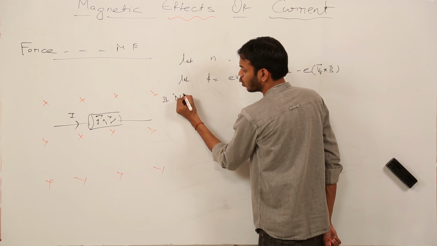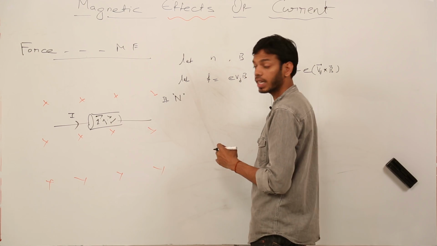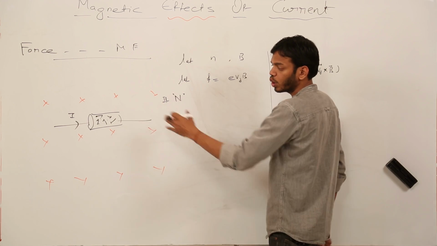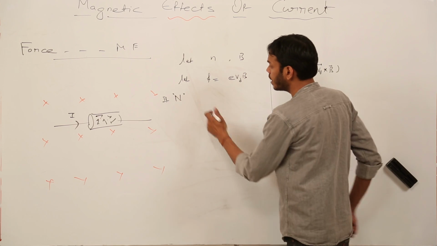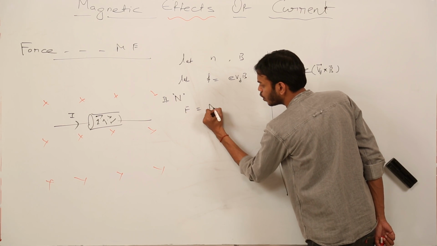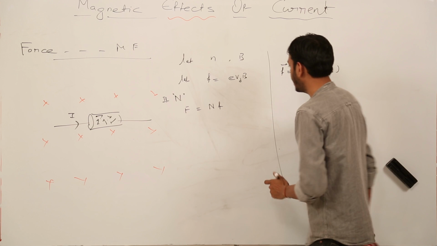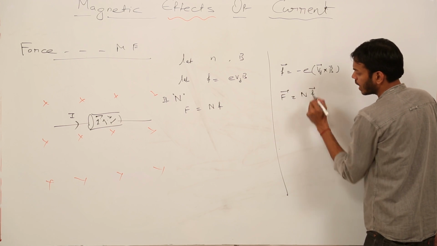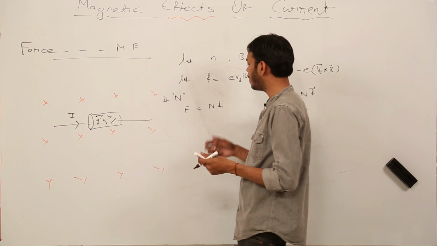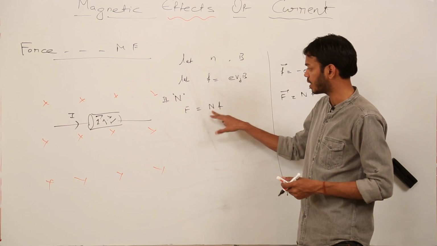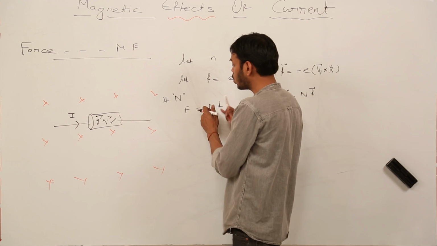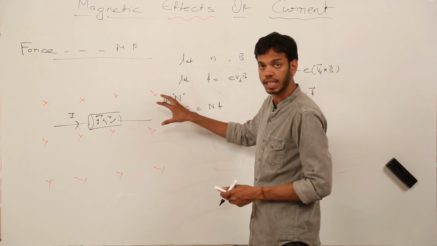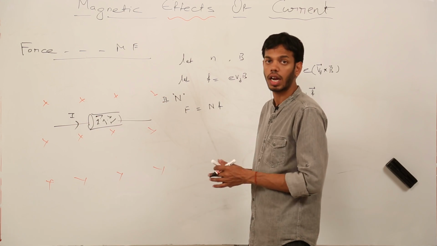If N is the total number of charges which are moving in the conductor right now, then the total force which is acting on this conductor will be capital F, equal to capital N into small f. But how would we know the value of capital N? Capital N is the total number of charged particles which are moving inside this conductor, which we cannot figure out, which we cannot know.